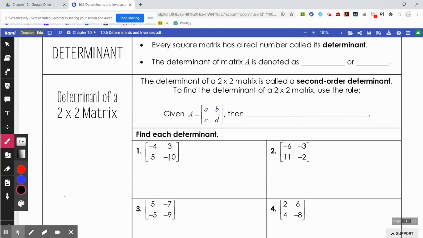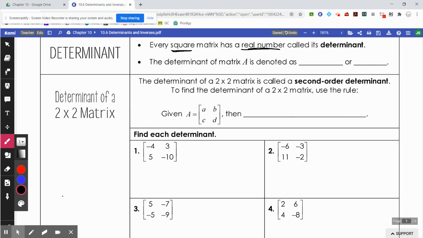Okay, in this lesson, we're going to be discussing the determinant of a matrix. Every square matrix, and I want to point out that it only works for square matrices, 2 by 2s, 3 by 3s, 4 by 4s, has a real number, and the determinant will be just a number, called its determinant. The determinant of a matrix is denoted as the determinant of matrix A. Sometimes we just put DET for determinant and put it in parentheses, or sometimes we put absolute value bars around it.